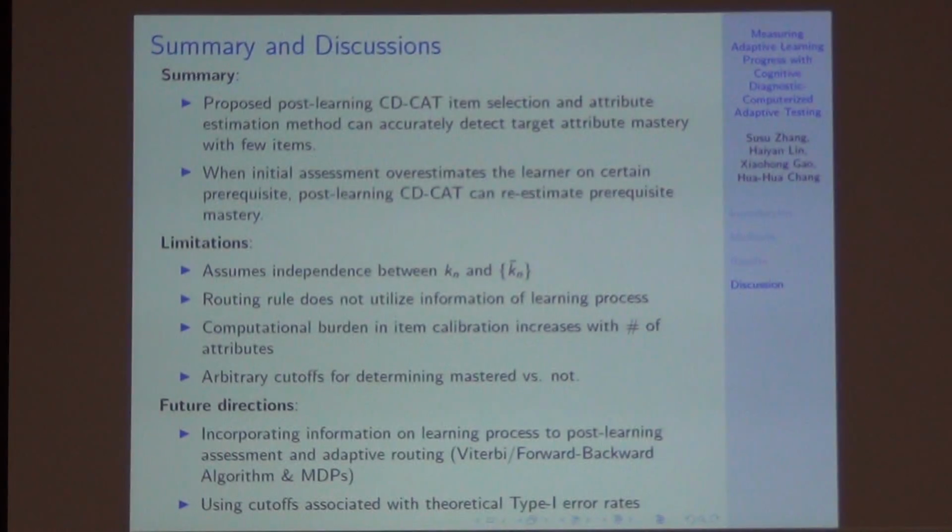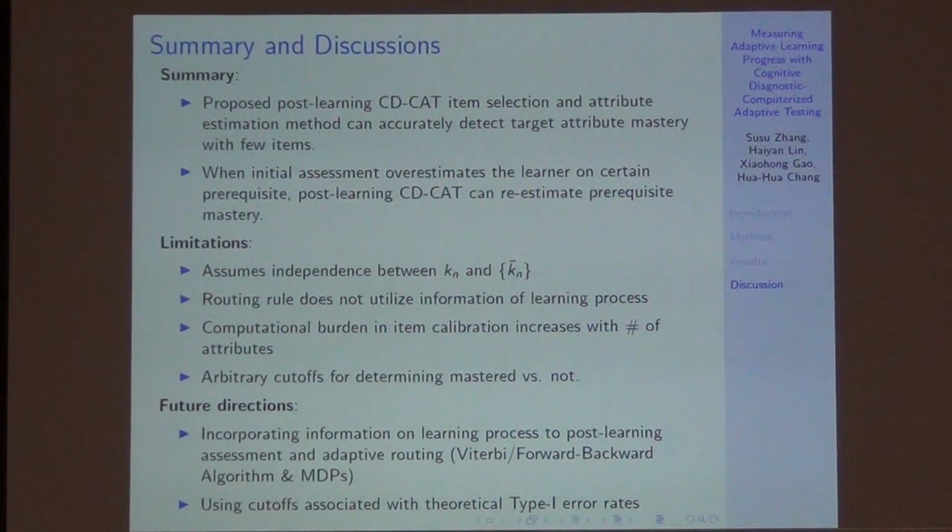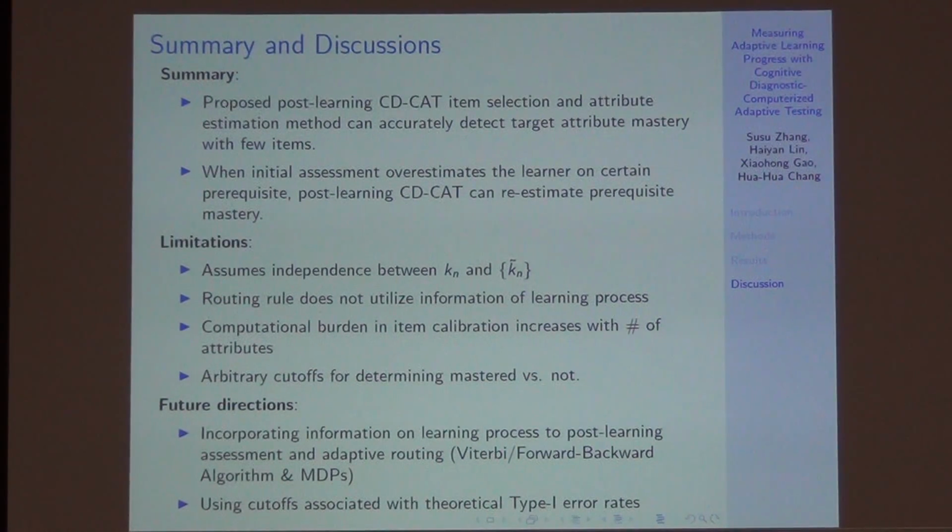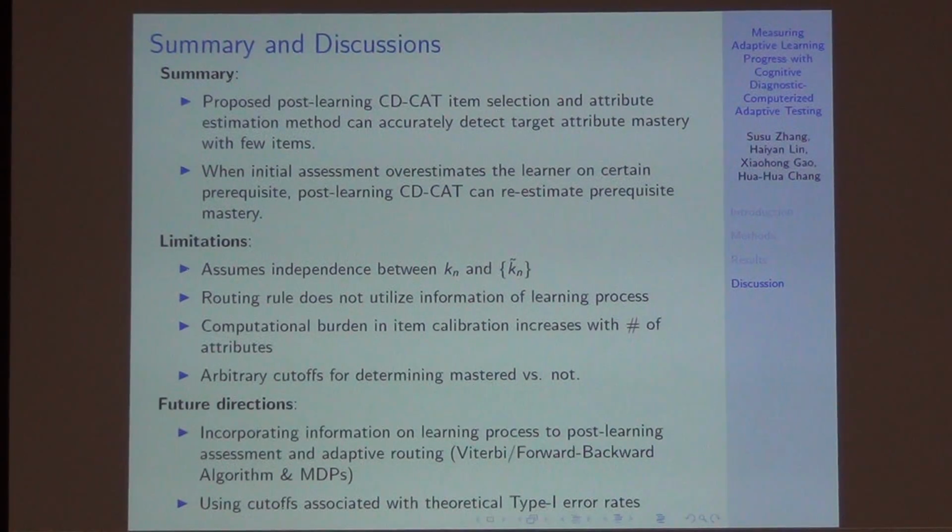And one of the future directions, which is something we're trying to interpolate and do right now, is to incorporate the information on the learning process to estimate the student's ability and to guide the post-learning CD-CAT, also to guide the adaptive routing. So if we assume that there's a hidden Markov model for the CDM, then we can use something analogous to the forward-backward method to estimate the posterior probability of a specific pattern based on the previous pattern, the learning model, and also the current responses, in which case we can utilize more information.